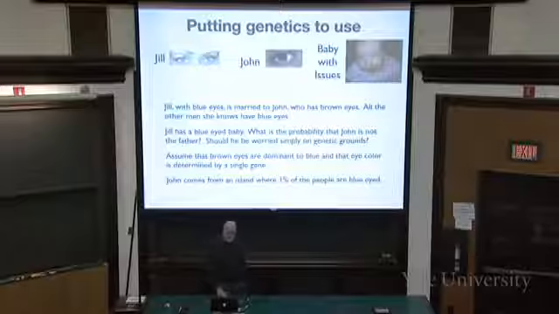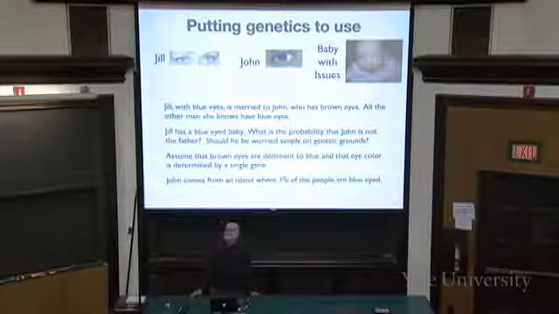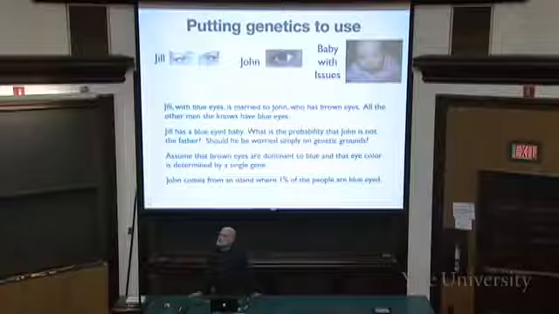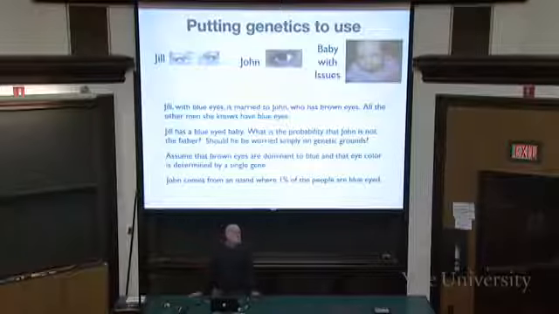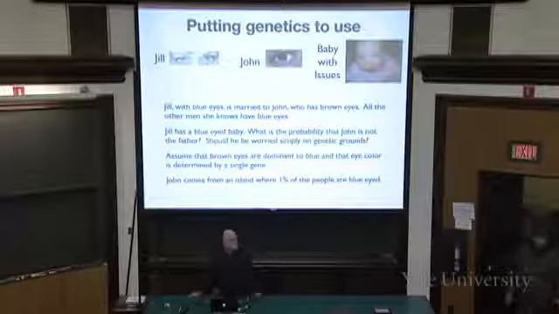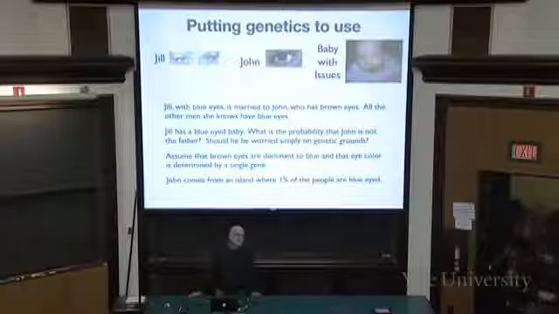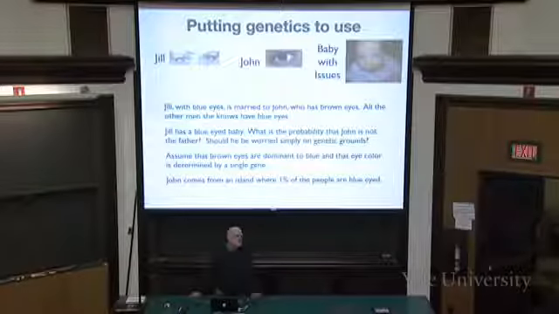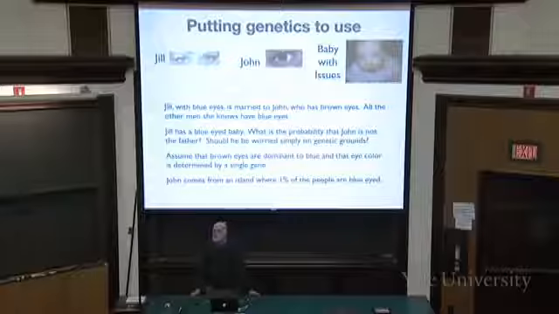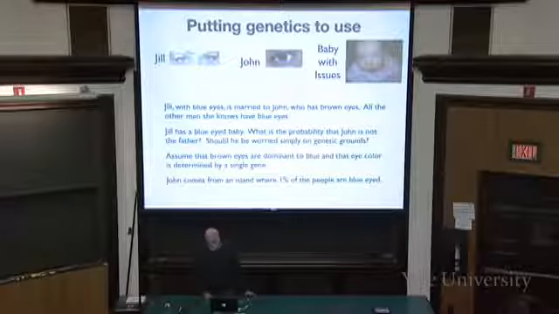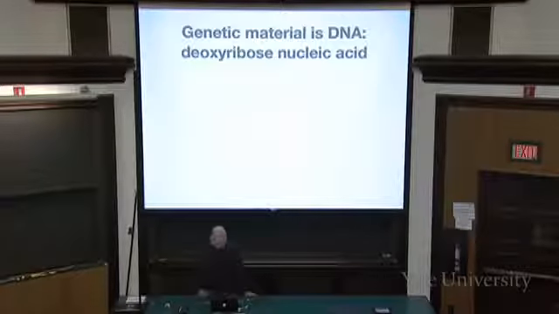And John comes from an island where 1% of the people have blue eyes. So that just on the face of it would indicate that maybe John ought to be worried. But in fact, just exactly how worried should he be? Just based on genetics, not based on behavior or rumors or anything like that. Well, we'll come back to that.